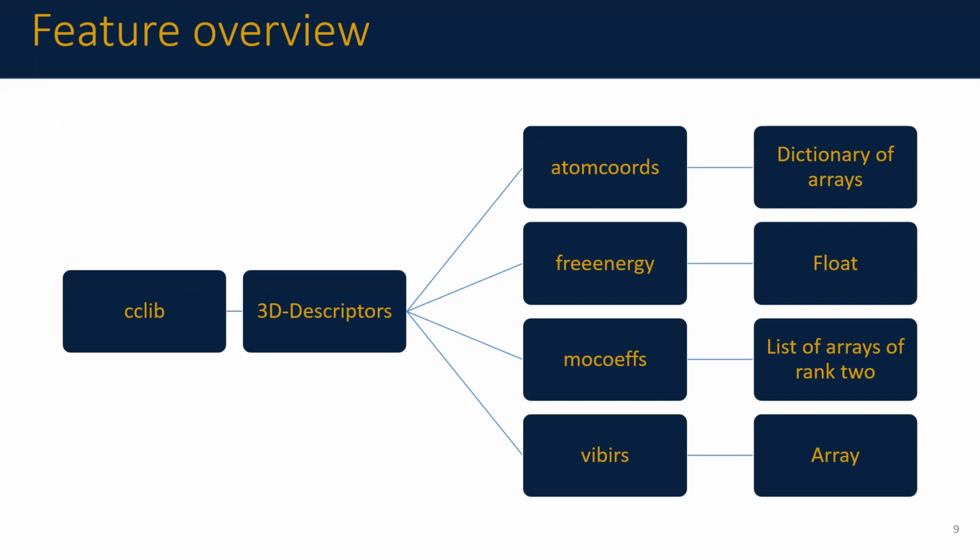The problem here is that those all have different types. So the atom coordinates are a dictionary of arrays, free energies are floats. And that's also a large problem for a lot of machine learning systems, that we need similar types of data.